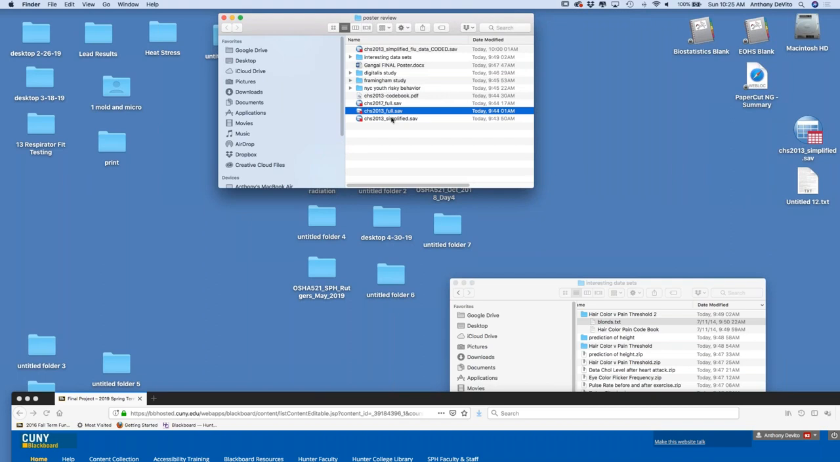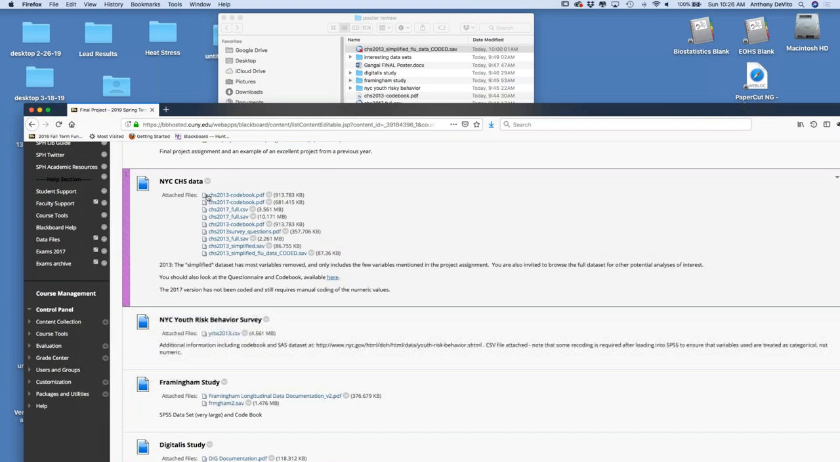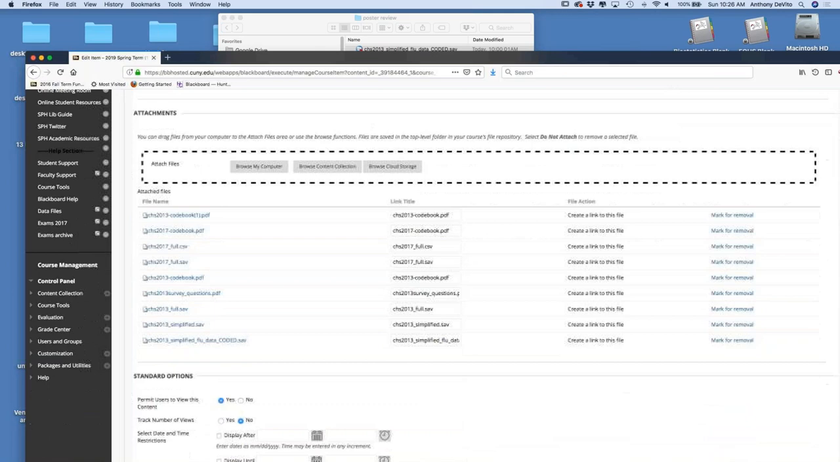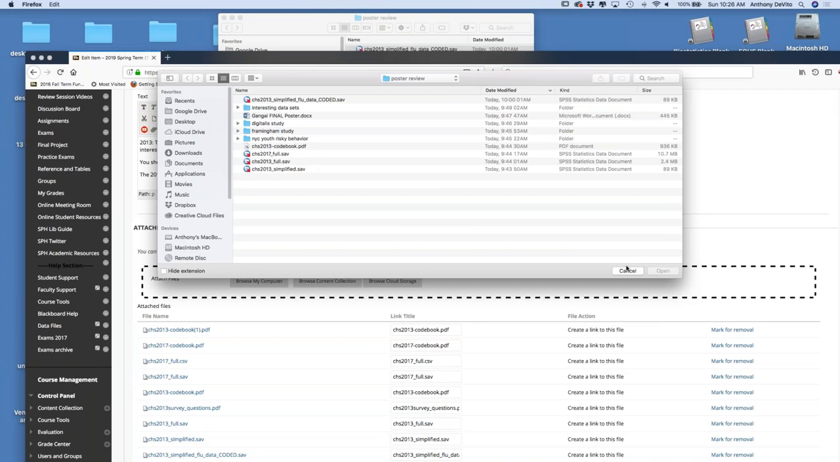I'm in the process, but I wonder if I've done it yet. Let's see. I'm going to do it right now. I'm uploading another version of this data set, the Community Health Survey Simplified. In this case, it includes a coded version of that file. Okay, let's see. I've got it here. Oh, I already just added it. Okay, it's there already. Let me show this to you.